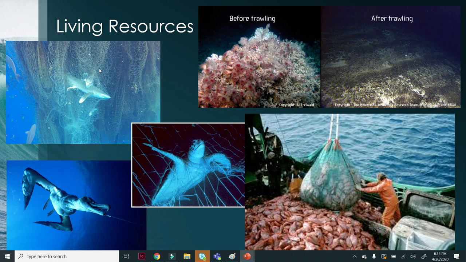This is a ghost net, where a net has been lost or abandoned, and that continues to fish. It just keeps fishing and the fish are never removed from it, and we end up with a lot of organisms dying because of that.